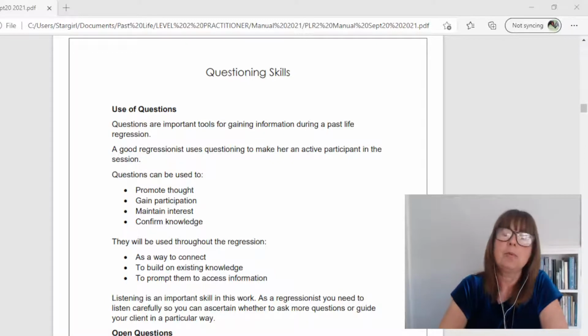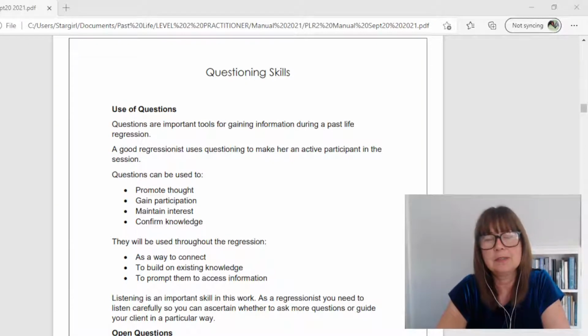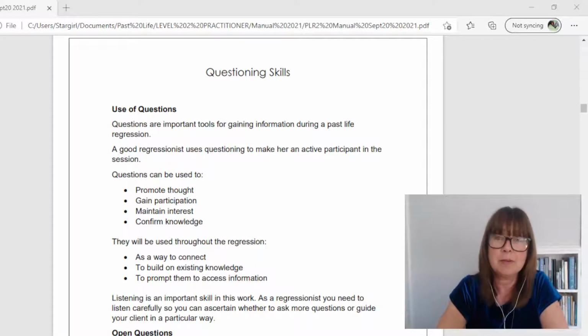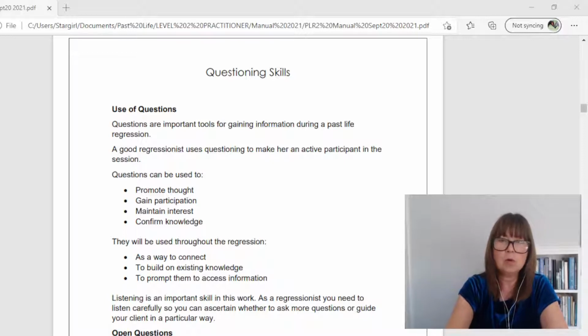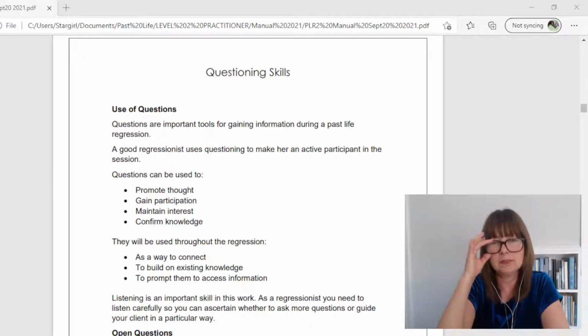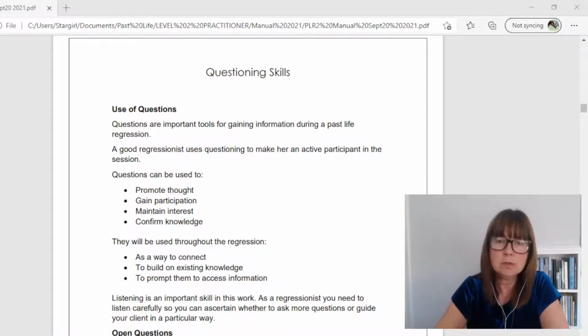I'm just pausing and pondering on that because it is so important. Your questions become everything, don't they? Questions can be used to promote thought, to get them thinking about something, to get their participation, to keep them interested if things are starting to go all over the show, or you're losing them. You want more questions, short questions, closer together if you feel like you're losing them somewhat. And they're also to confirm knowledge.